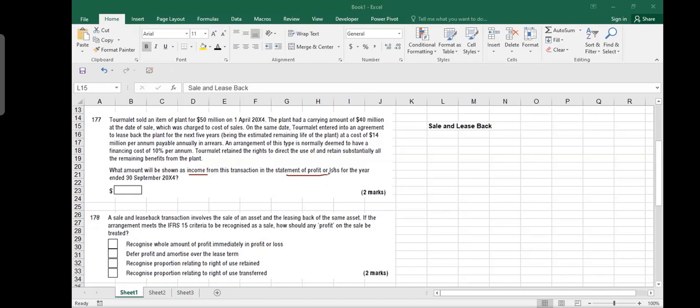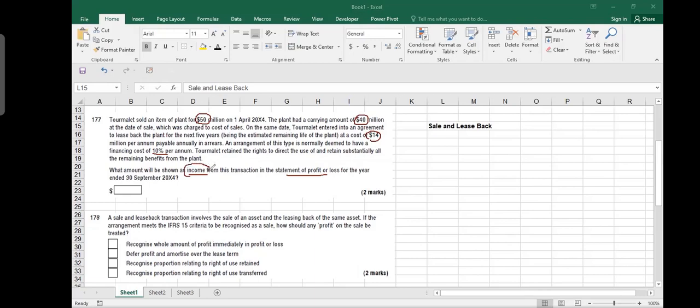What we understand here is that the asset was worth 40 million and it is being sold for 50 million. So apparently he's making a $10 million profit or gain, because a 40 million asset is being sold for 50 million. And then he's getting it back on lease, saying that he would start paying $14 million as lease rental per year. And there is some finance cost. Anyways, now they ask you how much income should be shown.